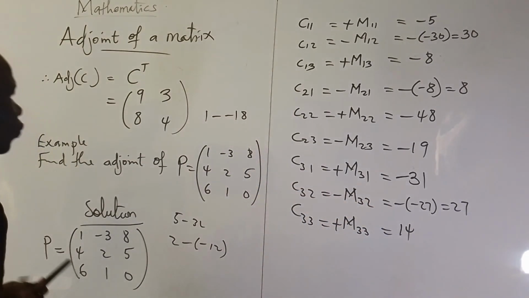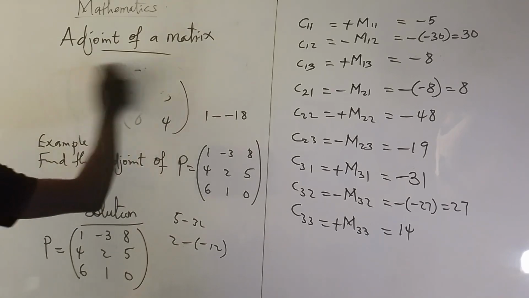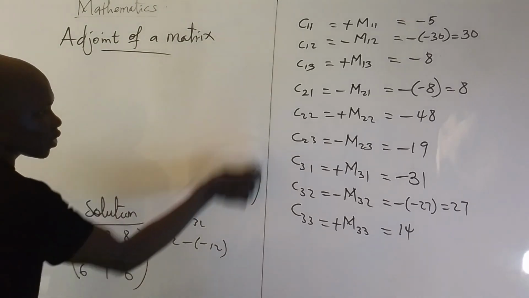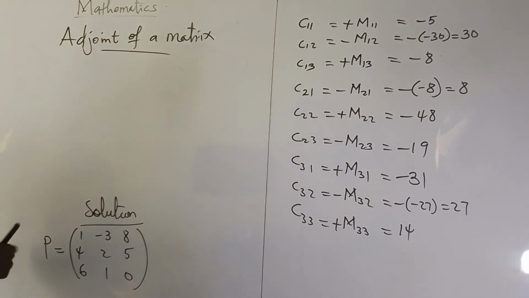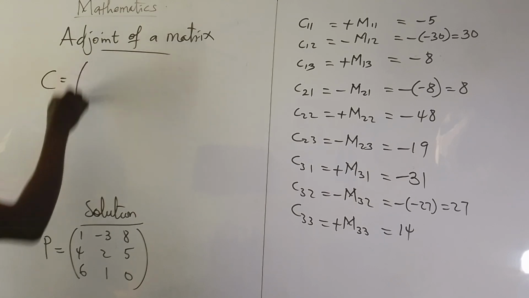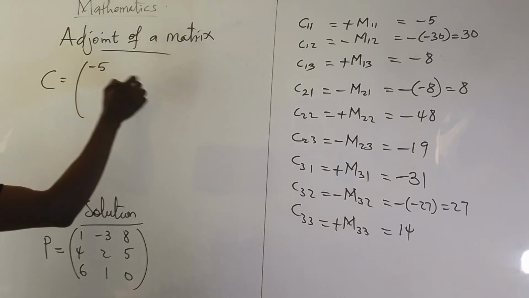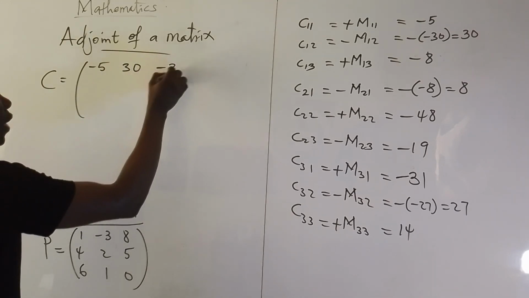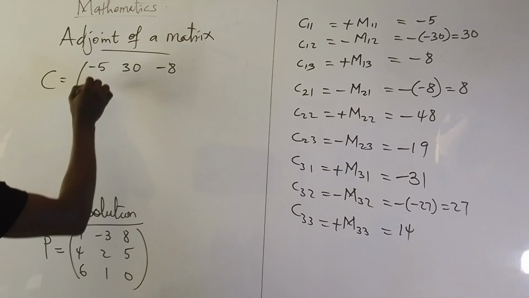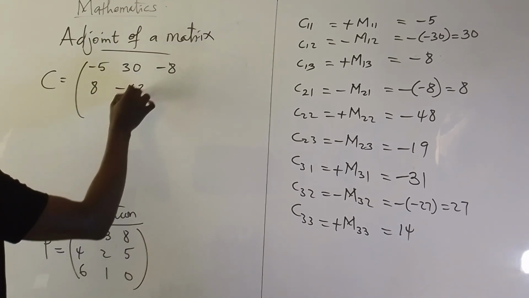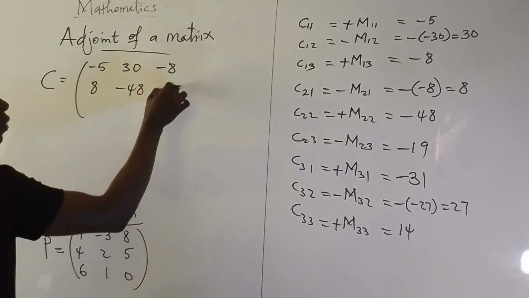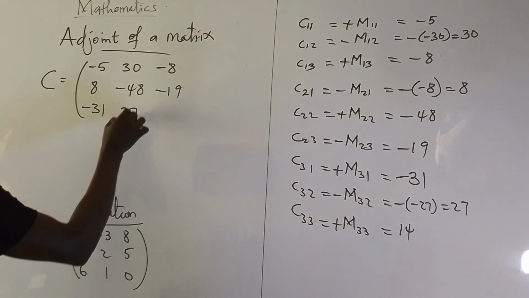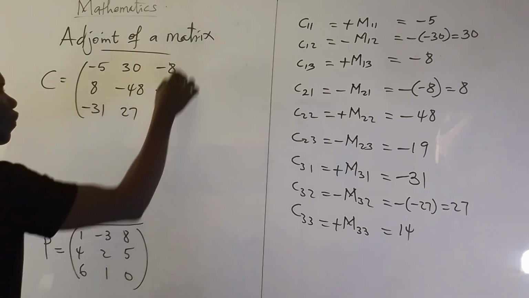Okay, so now we can write out the matrix of the cofactors. The matrix of the cofactors is just putting the cofactors together in a matrix. So C will therefore be equal to minus 5 for C11, C12 is 30, C13 is minus 8, C21 is 8, C22 is minus 48, C23 is minus 19, C31 is minus 31, C32 is 27, C33 is 14.